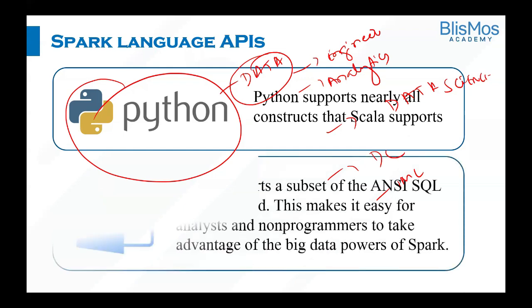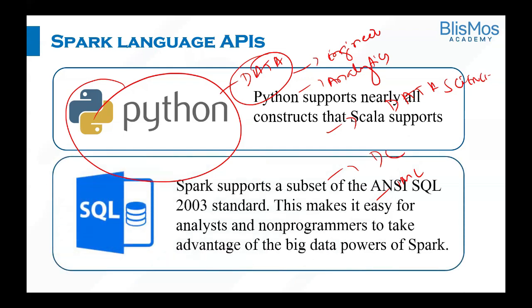Then comes SQL. When we talk about data, right from the days of who wrote the white paper on RDBMS? Edgar F. Codd, EF Codd. From those days, whoever is working in data usually uses SQL, right? By looking at that, the creators of Spark gave support to SQL as well.